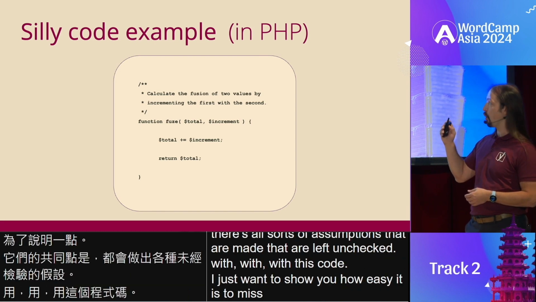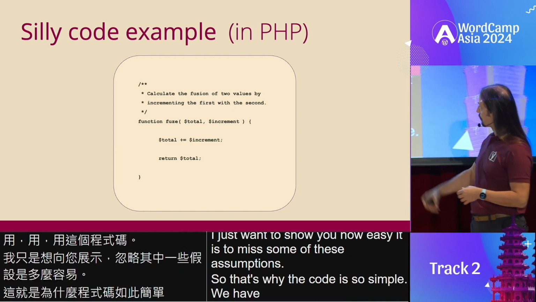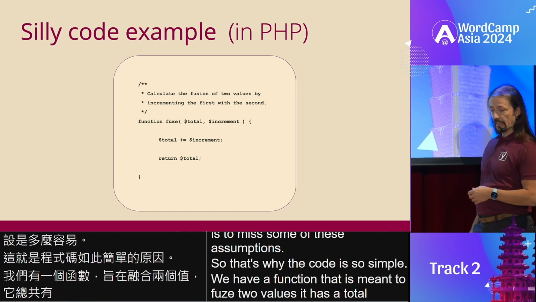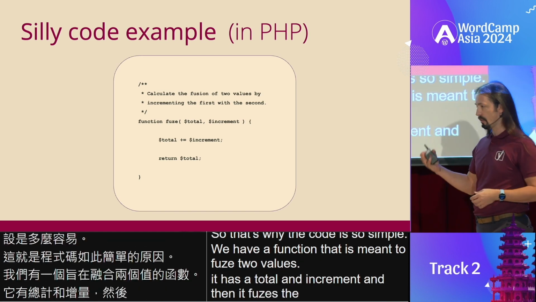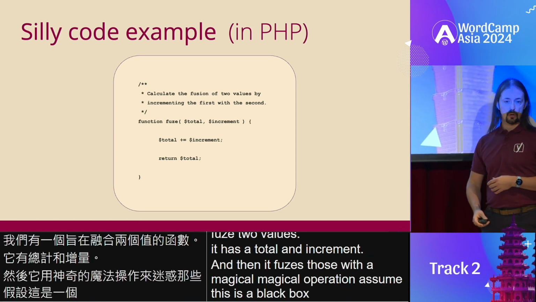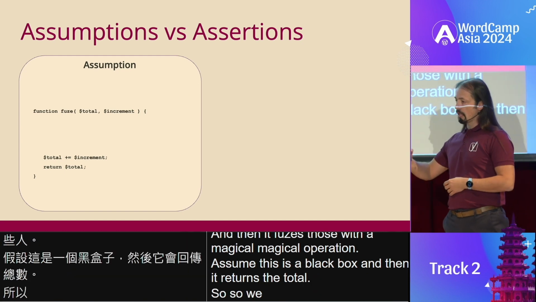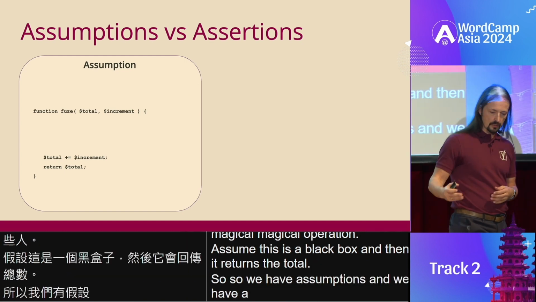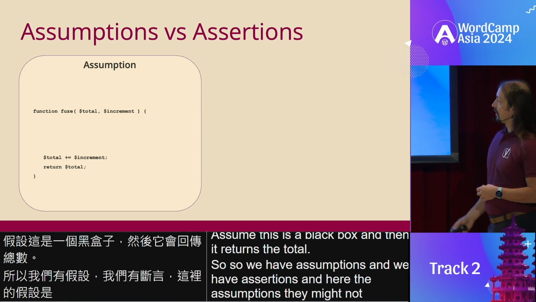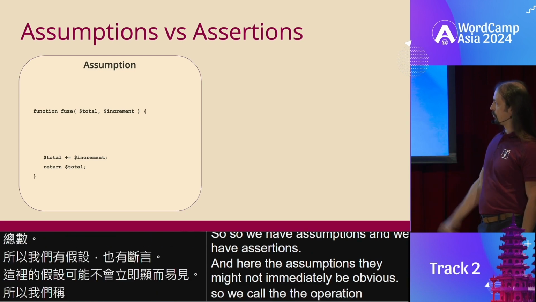So that's why the code is so simple. We have a function that is meant to fuse two values. It has a total and increment, and then it fuses those with a magical operation. Assume this is a black box, and then it returns the total. So we have assumptions and we have assertions. And here, the assumptions, they might not immediately be obvious. So we call the operation fuse, and we accept two arguments.